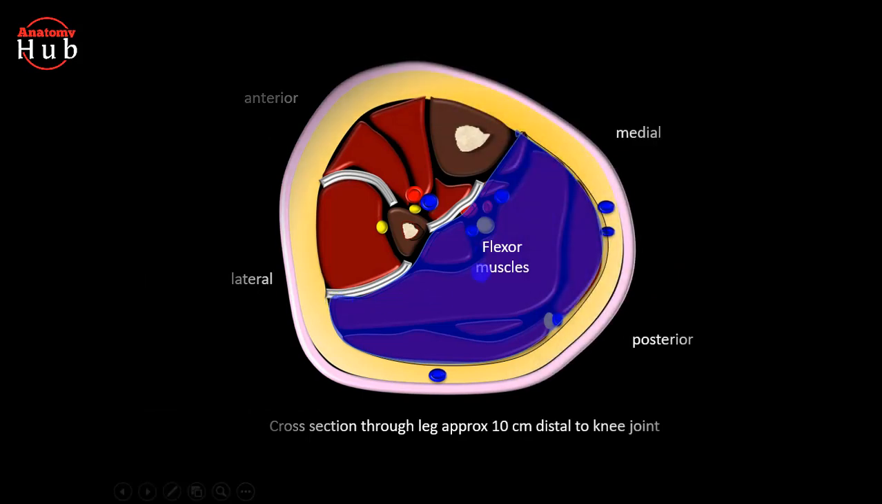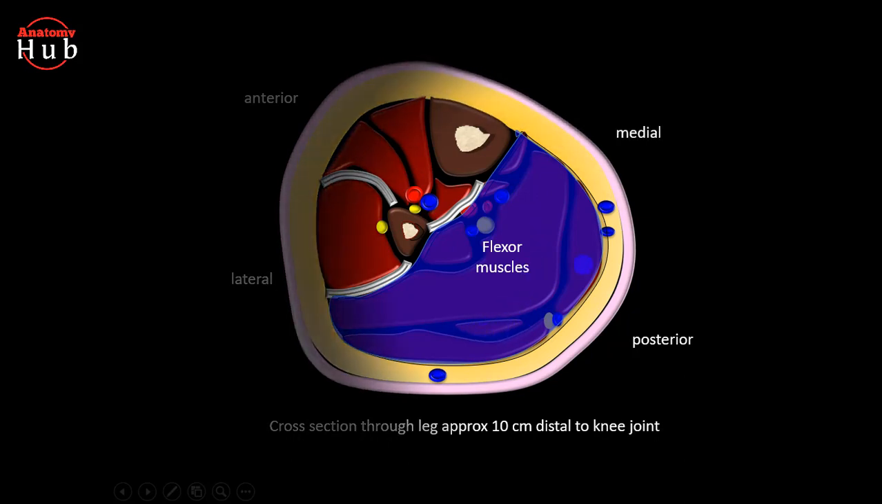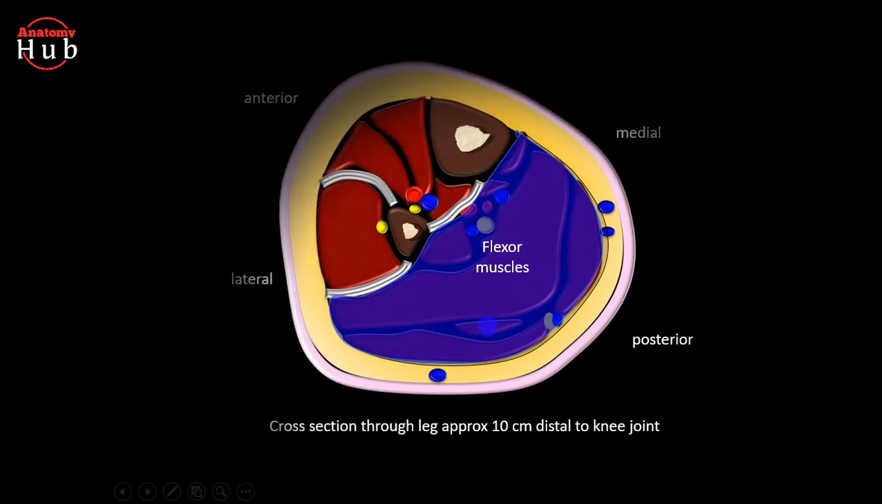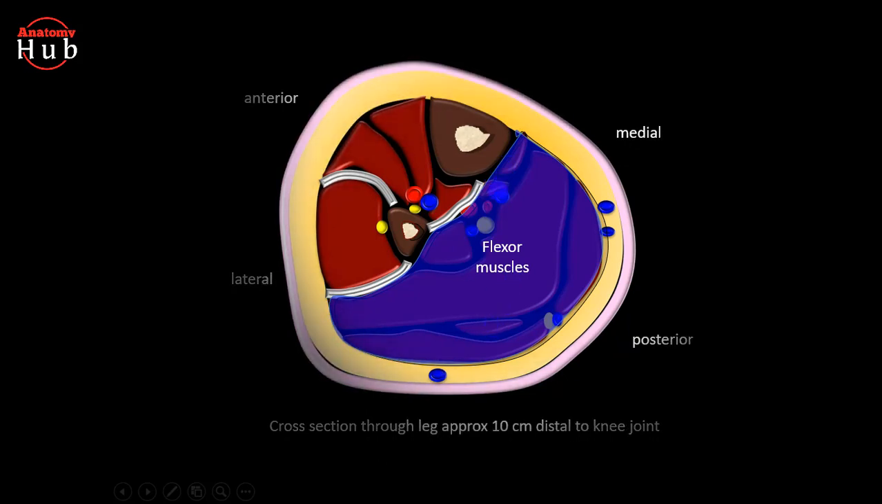Here you can see that all these muscles under the covering fascia are your posterior group of muscles. Here you will see the gastrocnemius and the soleus. This is the soleus muscle, and in between that you will find the plantaris, and here you will find the deep flexor muscles.